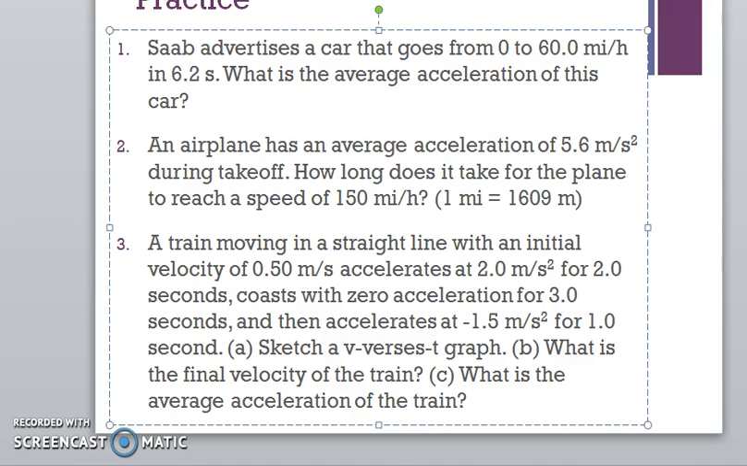Okay, the third problem. If we look on here, a train moving in a straight line with an initial velocity of 0.50 meters per second accelerates for 2 meters per second squared for 2.0 seconds.